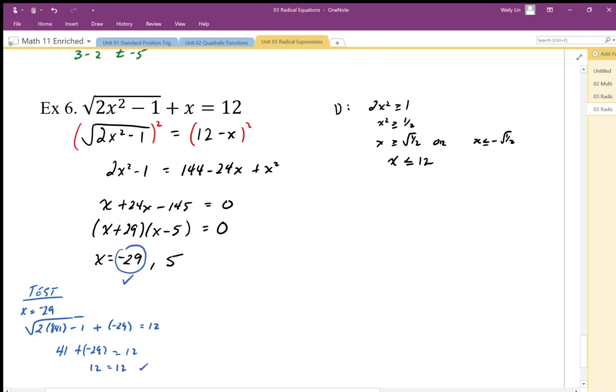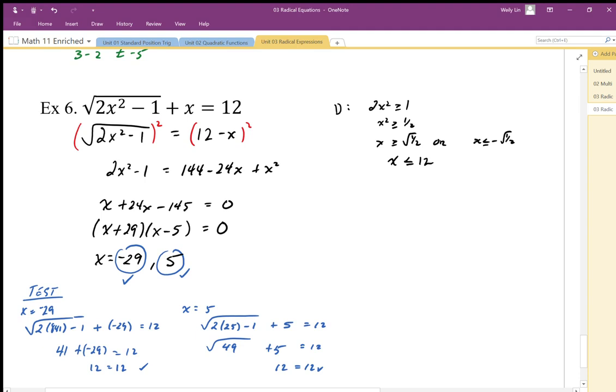So that is a perfectly good solution. We're going to test x equals 5. Okay, so we had the square root of 2 times 5 squared, which is 25, minus 1, plus 5 equals 12. So 2 times 25 minus 1 is 49, plus 5 equals 12. Square root of 49 is 7, plus 5. We get 12 equals 12. Again, perfectly good solution. So that's probably the easier way to do it, is just actually test it.